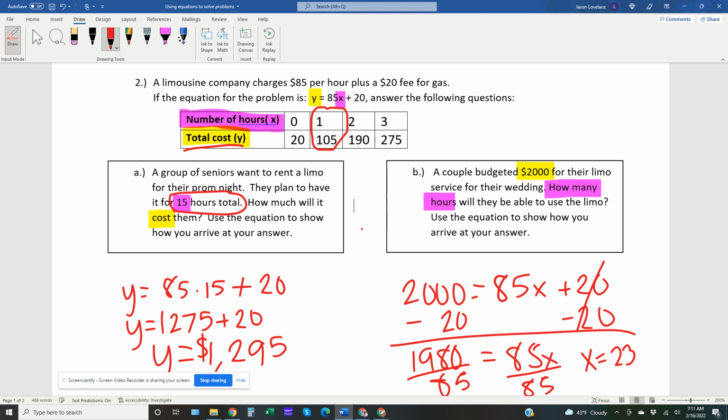Okay, so that means that they can rent their limo for 23 hours. Oh, no, that's not erasing. Okay, well, 23 hours, and that would be your answer.